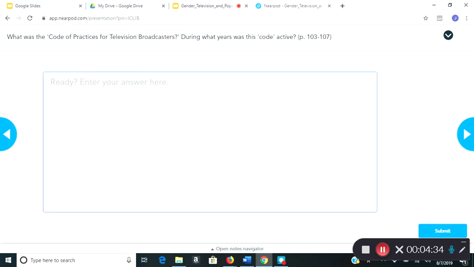So for example, this one says, what was the code of practices for television broadcasters? During what years was this code active? And then here I give them the page numbers to help them find that section of the text. Dimple would be able to write her answer here, and then she would be able to submit it down here.